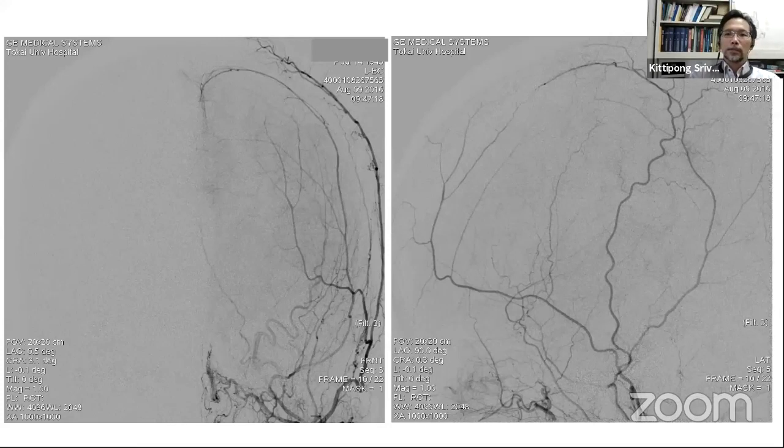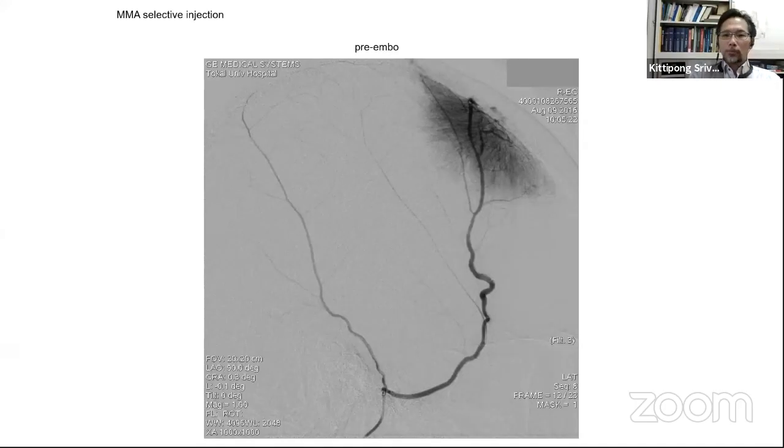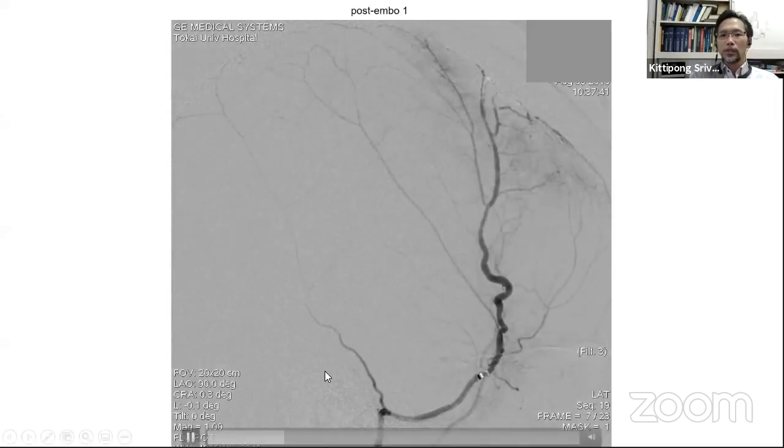So this is the other side, okay? This is a more selective injection, a very good injection, but still you don't see anything connected to the ophthalmic artery. So it looks safe enough. Okay, so we embolize, and after that, we do another injection.